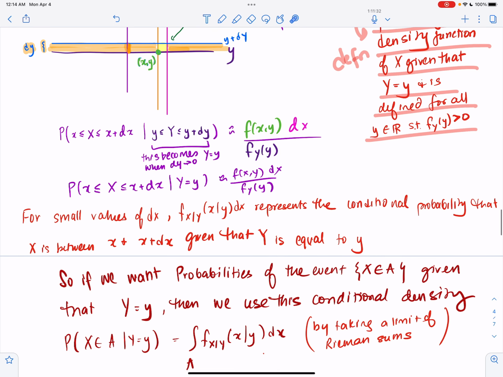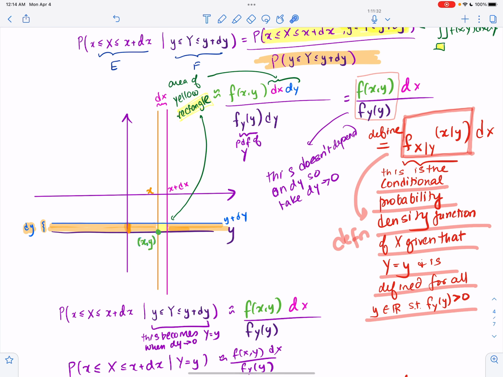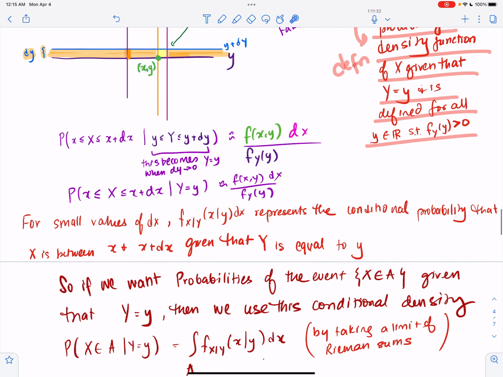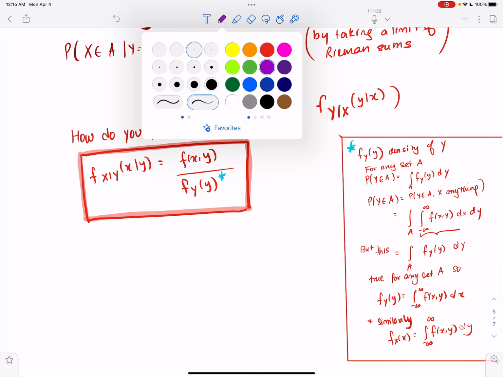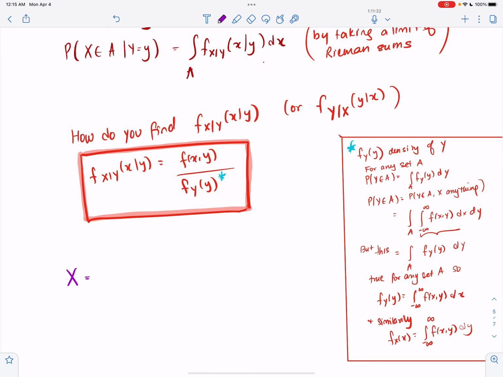Okay? So, now suppose you want the event that x is in A given that y is equal to y, then what can you do? You can just use this conditional density and integrate it over A. So you think of this as a density of a random variable. Which random variable? The random variable x given y equals little y. Okay, so let me explain this with an example. Okay, so suppose you have that x is height of son.